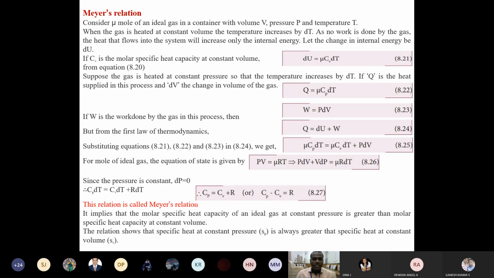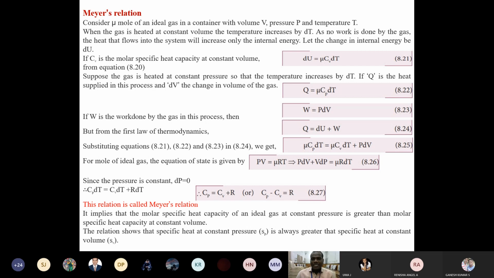So we can continue. When the gas is heated at constant volume, the temperature is increased by dT. As no work is done by the gas, the heat that flows into the system increases only the internal energy. Let the change in internal energy be dU, and if Cv is the molar specific heat capacity at constant volume, from the above equation we have delta U equal to dU is equal to mu Cv dT.